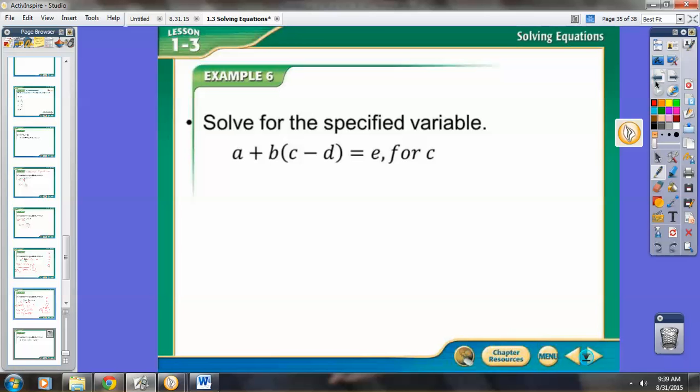Alright, we're solving for C. There's a lot going on here. Suggestions, thoughts? What would you do first? The suggestion was we can distribute. Let's distribute, we can do that. BC minus BD. Okay, now what? Solving for C, remember. Okay, let's add BD, that'll work.